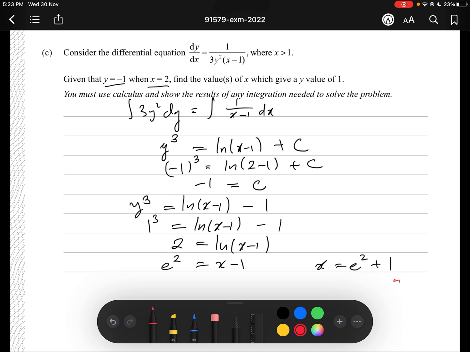Alright, and that should be a merit level question for the correct answer. With a merit grade being able to find the correct explicit equation in terms of y cubed and x. So we have y cubed equals ln|x - 1| - 1. That should be enough to get you an achieved grade there.